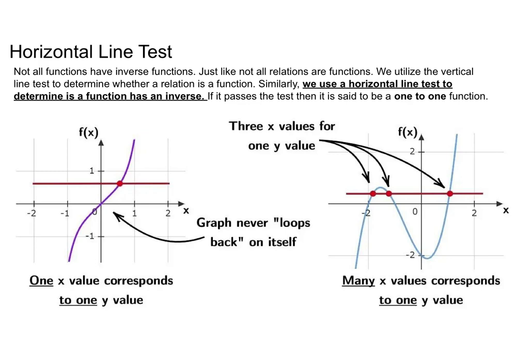In my first image, f of x passes the horizontal line test. So it is a one-to-one function, meaning that f of x has an inverse. In my second image, this function would have too many x values that correspond to one y. Therefore, it fails the horizontal line test and does not have an inverse.